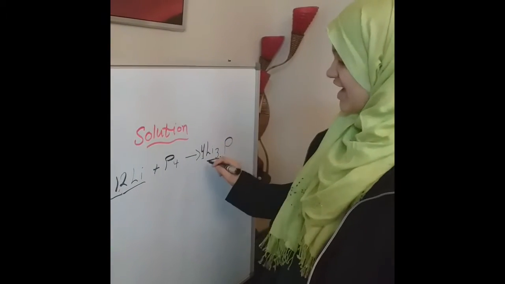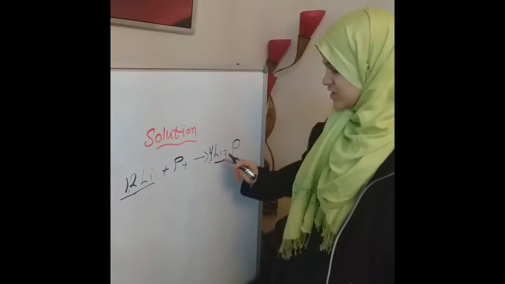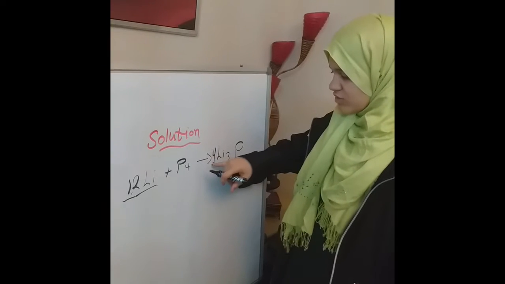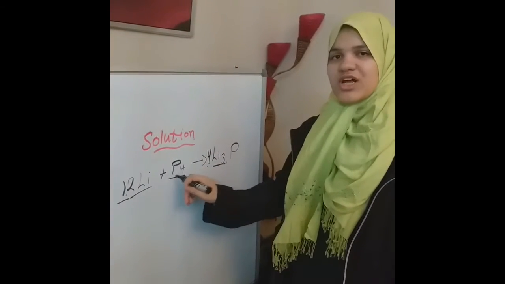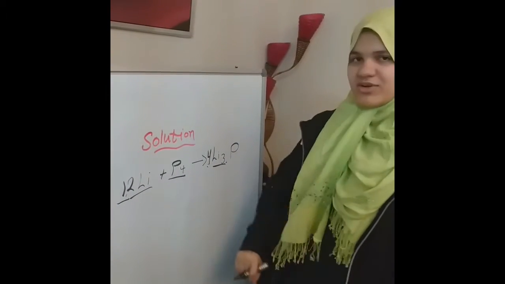Okay, but why do I add 4? Because here, as we said, the coefficient is for the 2 elements in front of it. That means the 4 atoms is also for phosphorus. And here what do we have? 4 atoms of phosphorus. So that means it is balanced now.